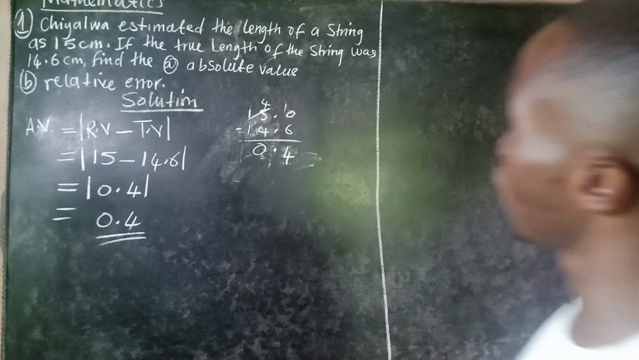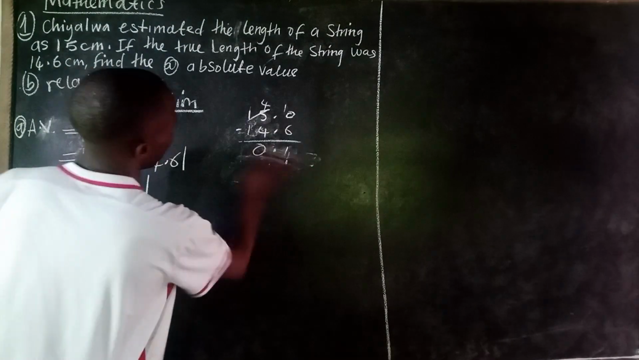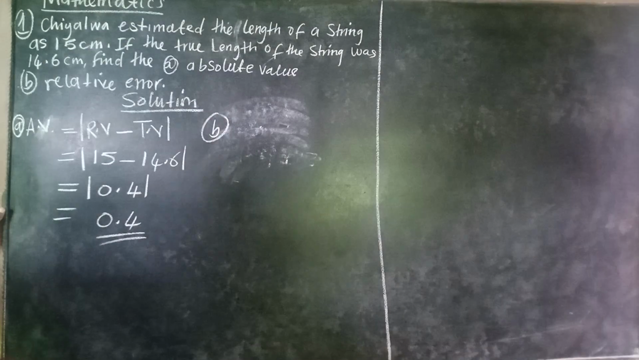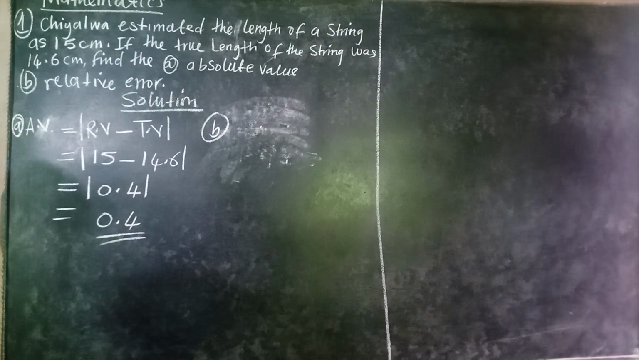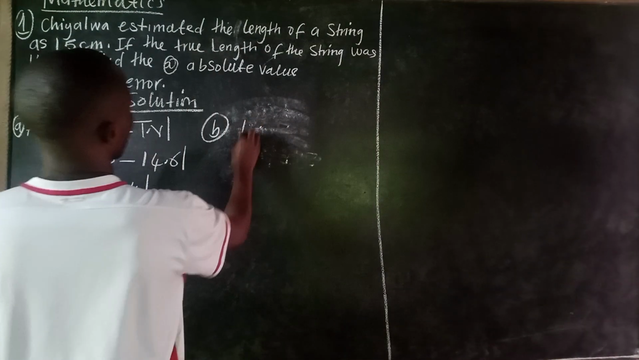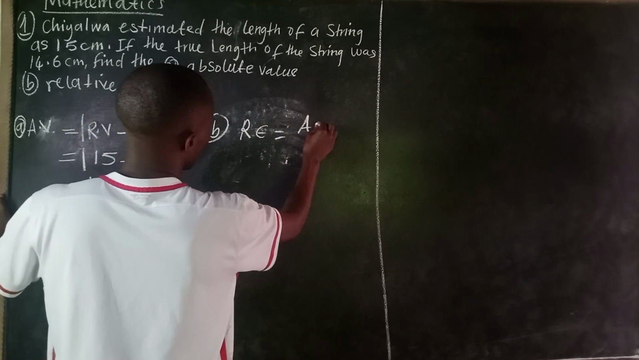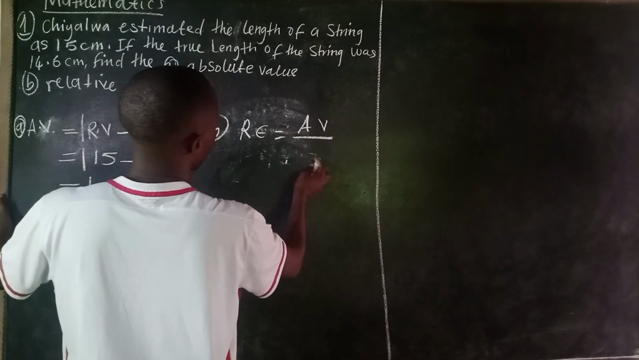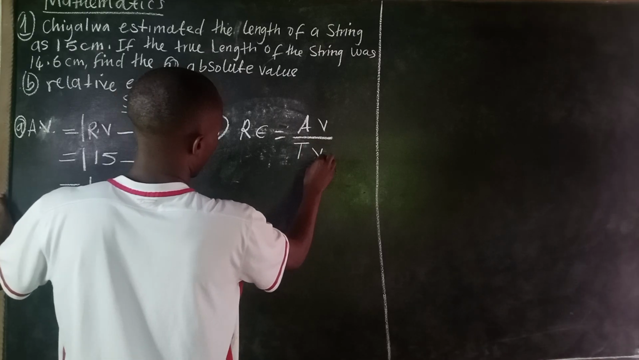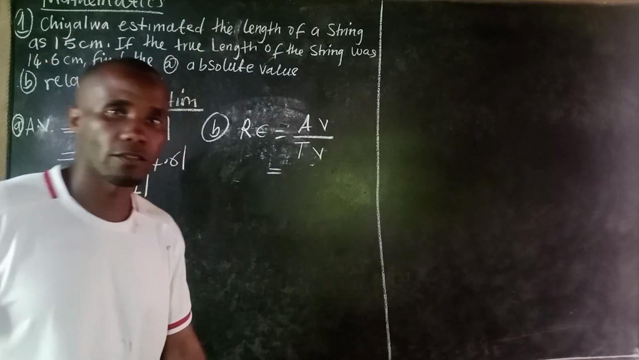Then from there, we can go to the next question, which is B. This was A. So we go to B. Okay. So B, they are saying relative error. So how do we find the relative error? Okay. So relative error is equals to absolute value over true value. That is the formula. Okay. Absolute value over true value.